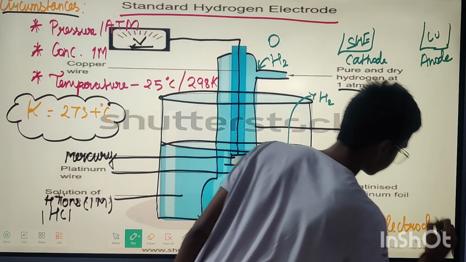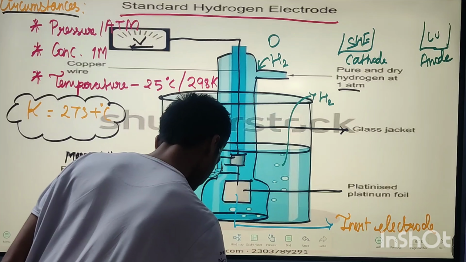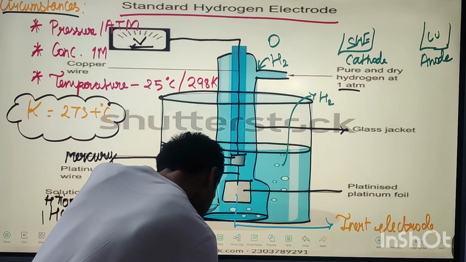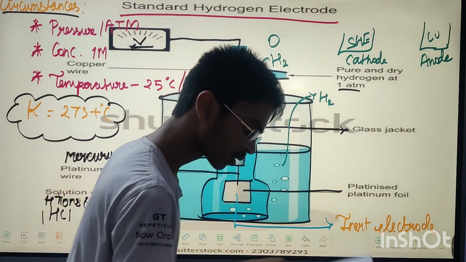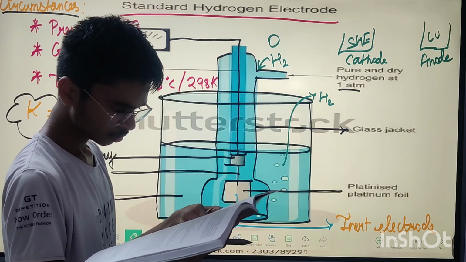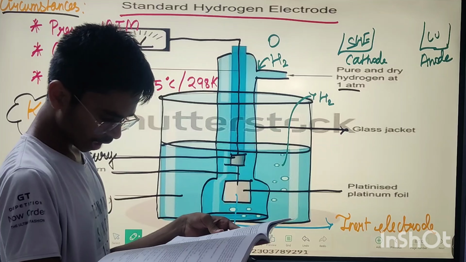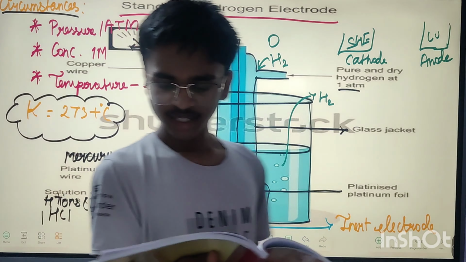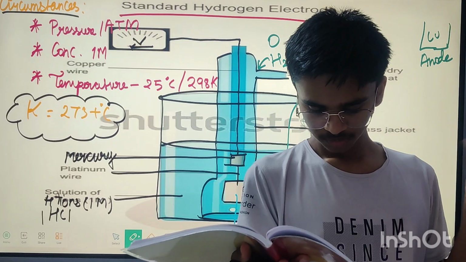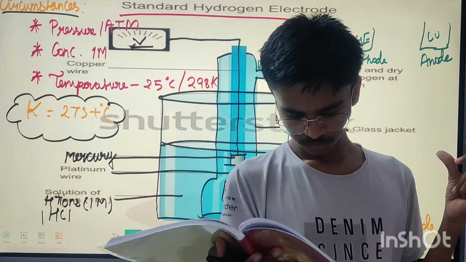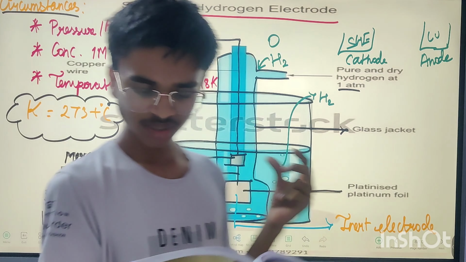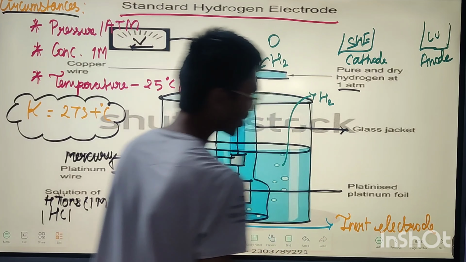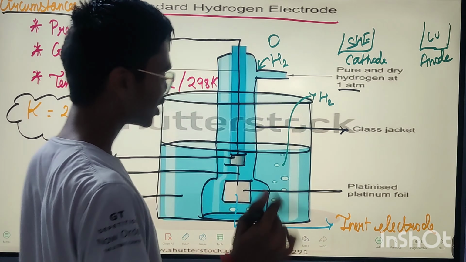In our NCERT book, they would have given us a sentence that platinum and silver can be used. I cannot find that sentence, but I think I read it once. Somewhere it will be. I don't know whether that sentence is there or not, but I think there is a sentence like that. If it is not there, it's okay.